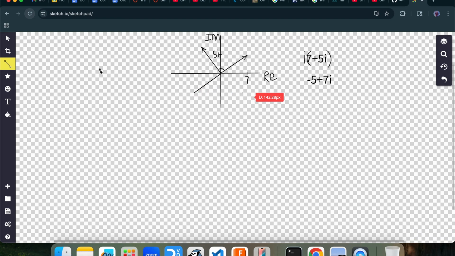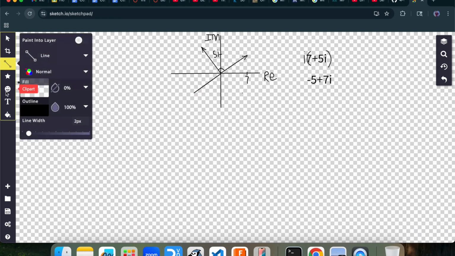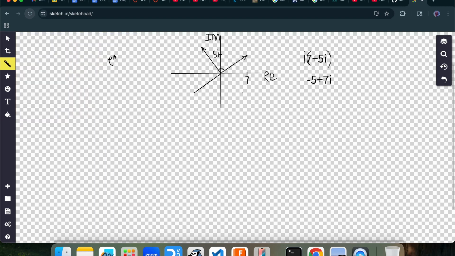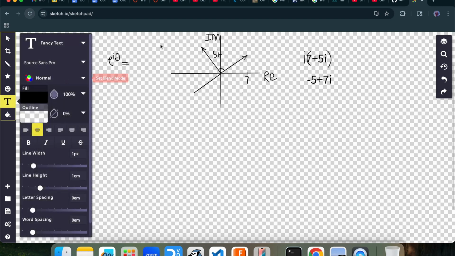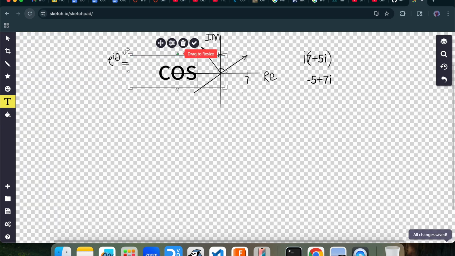Another way you could do this is using Euler's formula. So e to the i theta is equal to cosine theta plus i sine theta. I'll just type it.